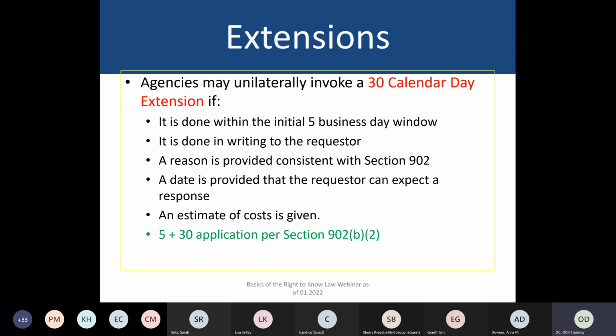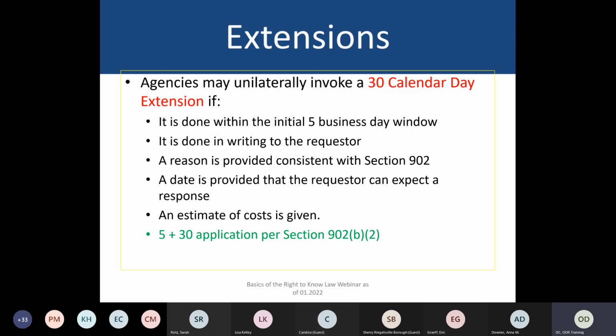The second condition is that you need to notify the requester in writing that you're taking the extension. And if the request was submitted by email, you can respond by email. You need to provide a reason, and you go to section 902 of the law, and it actually lists 6 reasons that you can pick from. It could be, we keep these records off-site. It's going to take longer than 5 days to go dig them out. It could be, we want our solicitor to review this to make sure we're not giving out any records we're not supposed to. Then you provide a date as to when the requester can expect to get the final response. Usually that's on the 30th day of the extension.